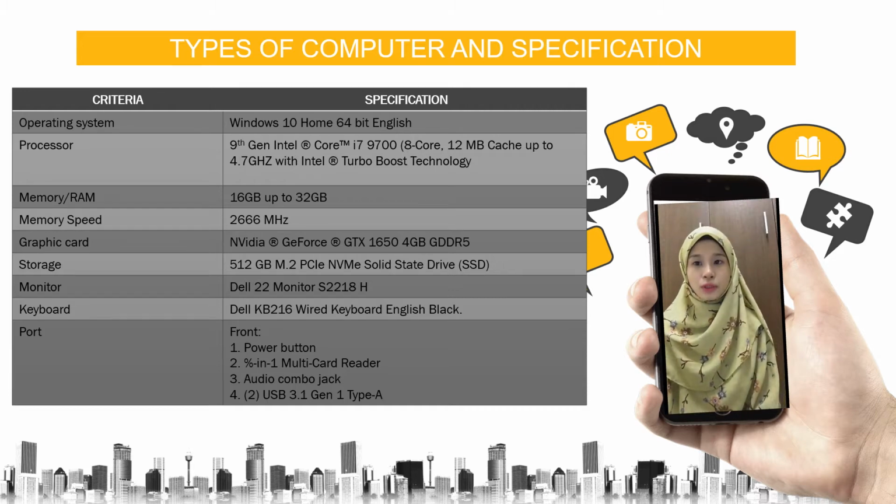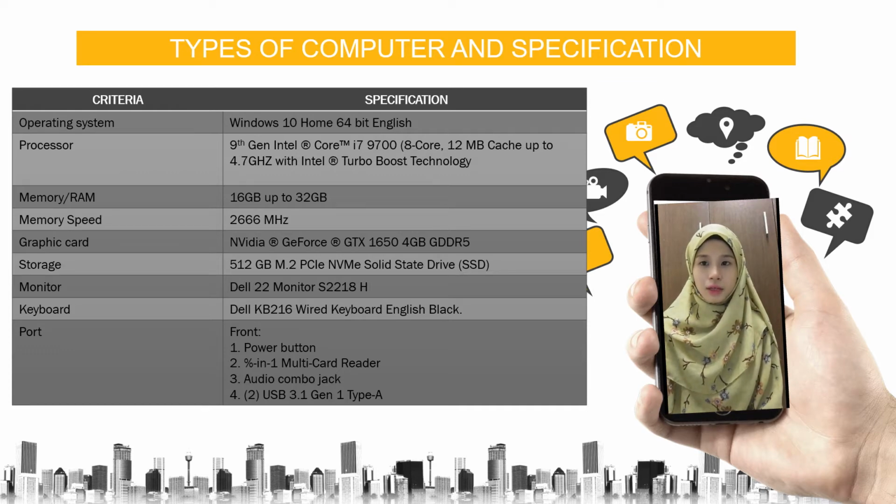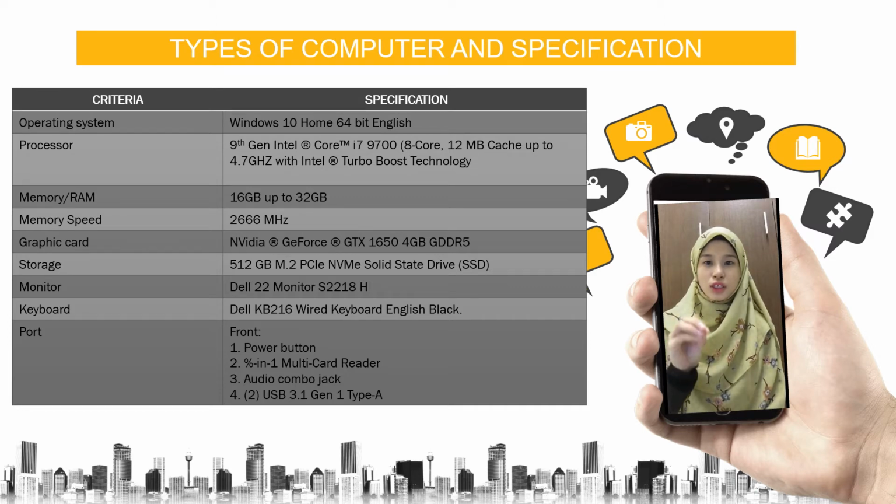And then the processor, we choose 9th generation Intel Core i7 with 12 megabytes cache up to 4.7 gigahertz with Intel Turbo Boost technology. And then the RAM is about 16 gigabytes up to 32 gigabytes. And then the memory speed is 2666 megahertz. And then the graphic card is a NVIDIA GeForce GTX 1060 with 4 gigabyte GDDR5.